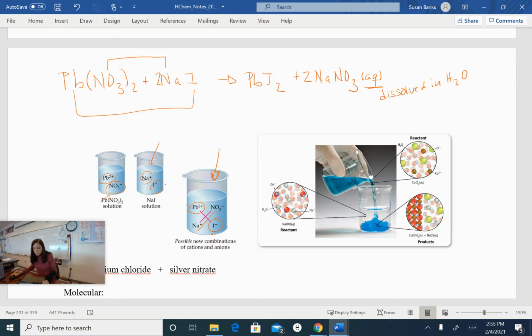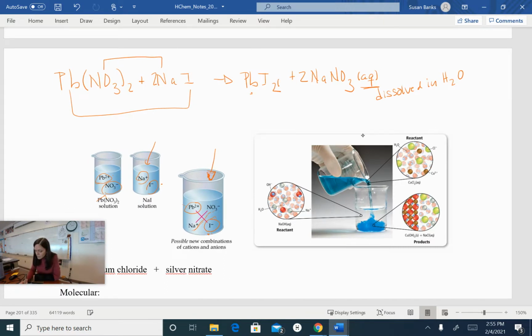Remember, because on our rules, halogens, the iodides, the chlorides, and bromides precipitate if they're bound with silver, mercury, or lead. And this is definitely lead. So this would precipitate out. So this we would expect to be solid. Okay? We would expect that precipitate out.